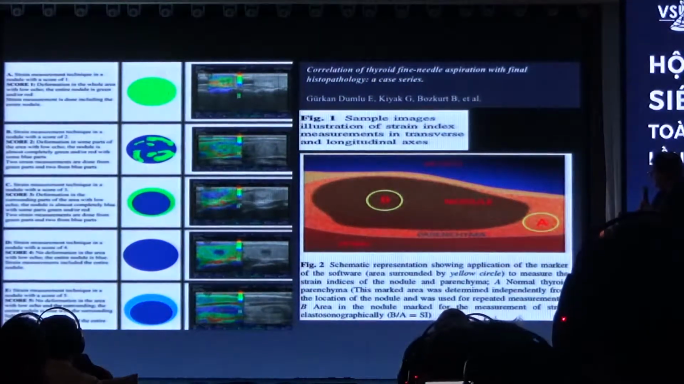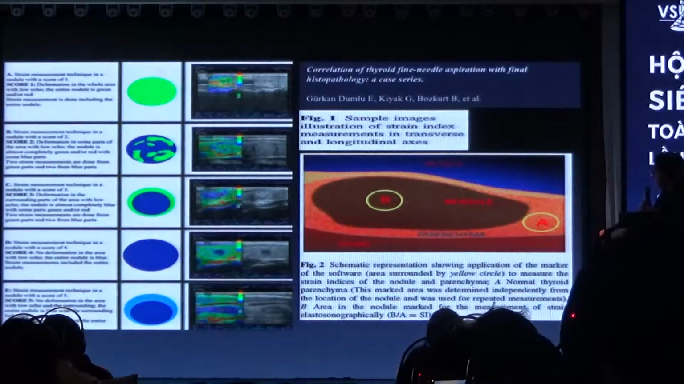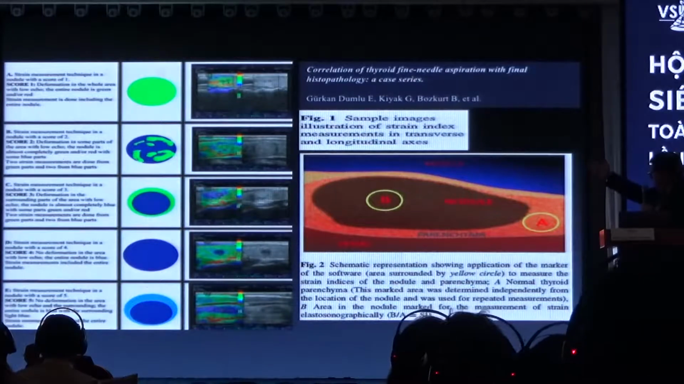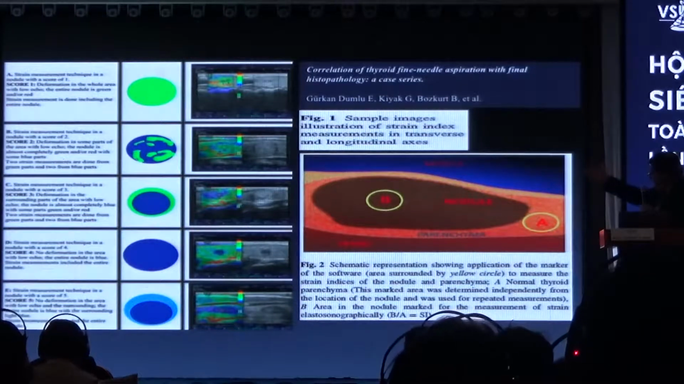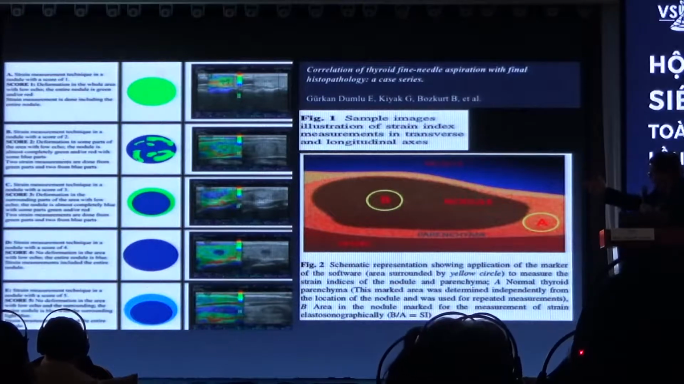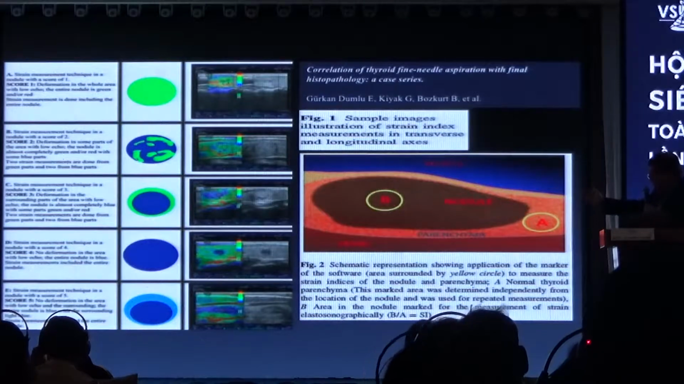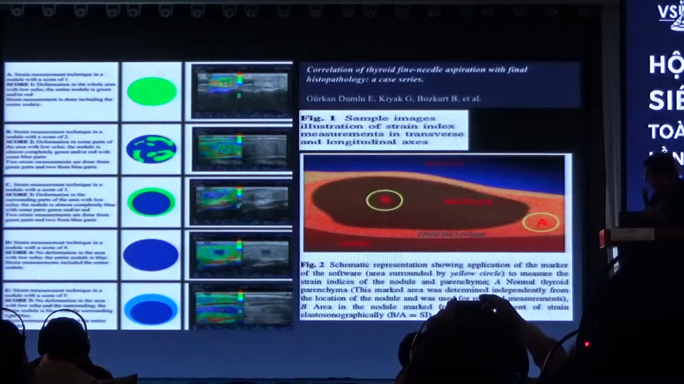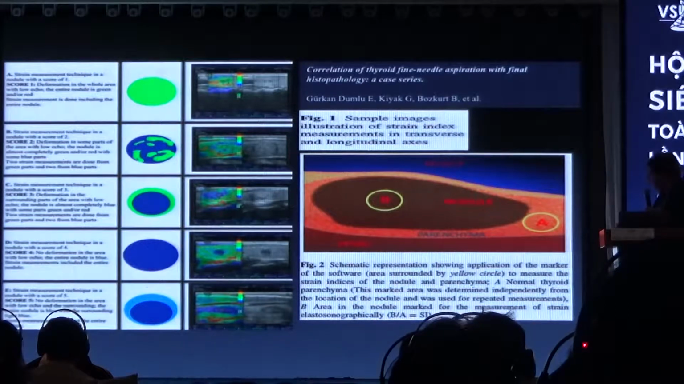Another scale is a 5-point scale that other people use, and again, very similar to what we talked about with breast. 1, the lesion is very soft. 2, there's components that are soft and hard. 3, the lesion is stiff and smaller. 4, the lesion is stiff and the same size as B mode. And 5, the lesion is stiff and bigger than it is on B mode imaging.